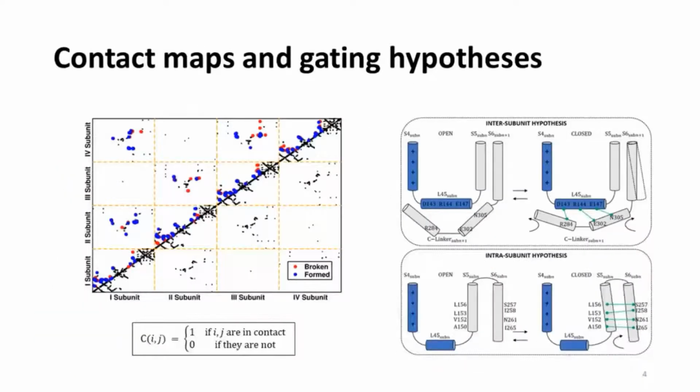The analysis of the sequence of contact breakdown and formation led us to formulate two hypothetical mechanisms. The first one is the inter-subunit mechanism, where the loop S4-S5 of the N subunit pushes onto the C-linker of the N+1 subunit, causing the extension of the 6th alpha helix. The second one is the intra-subunit mechanism, where the loop S4-S5 and the 5th alpha helix directly push onto the 6th alpha helix of the same subunit.